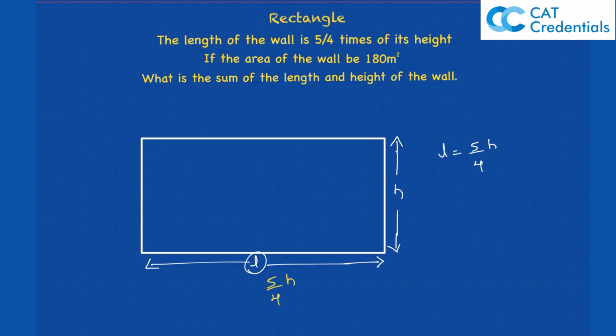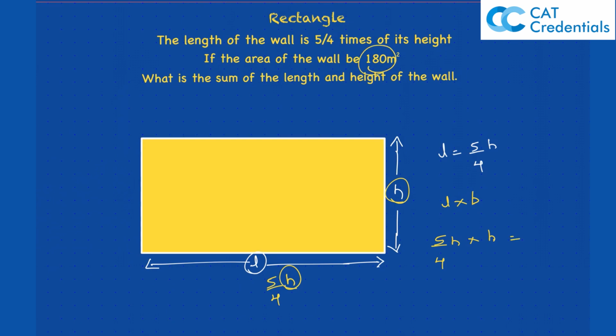Now what will be the area? Area is nothing but length into breadth, which will be nothing but 5 by 4 of height into height, right? Because this is height. This is given to me as 180. If you visualize this 180, this yellow part that we will be painting is 180. So I'll just cut this. 5 1s are 5, 5 3s are 15, 5 6s are 30. So 36 into 4 will be nothing but h square. So h square will be equal to 36 into 4.